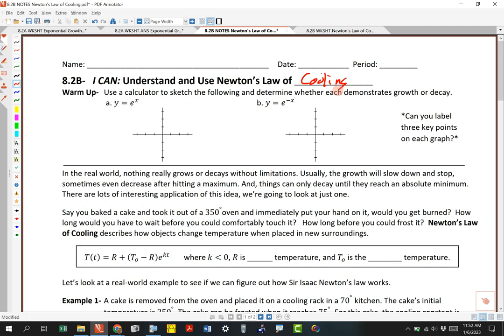I'm also going to remind you that e is called the natural number. It's also called Euler's constant. Okay? And it's about 2.71. So do you know the 3 points that we can use to graph the parent function of any exponential? Okay, don't say anything. Just raise your hand if you know what those 3 key points are.